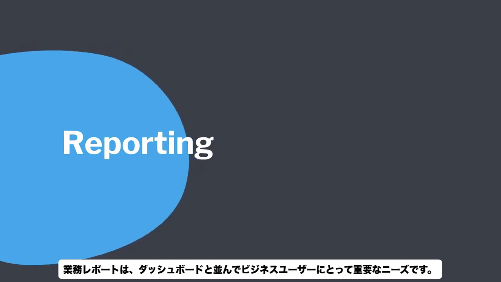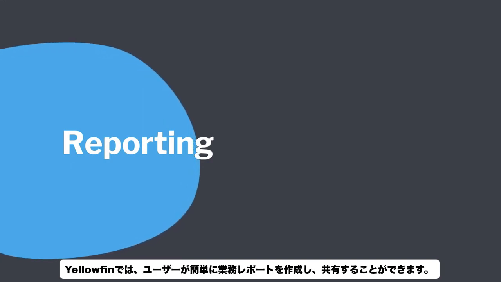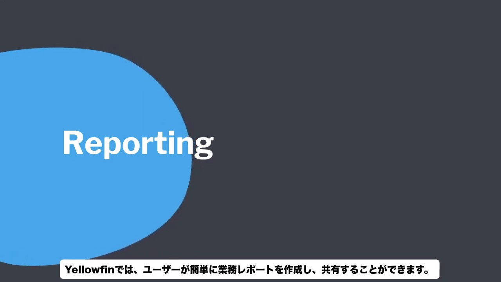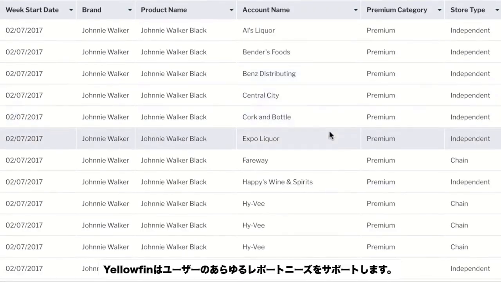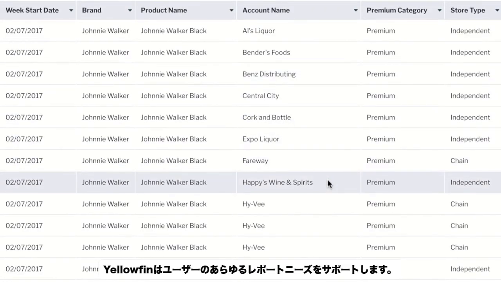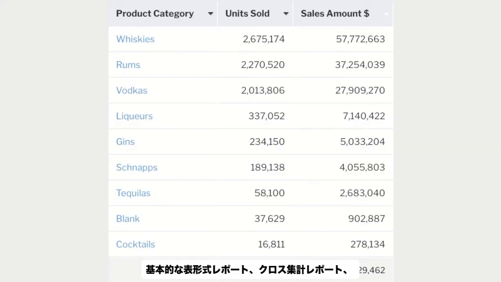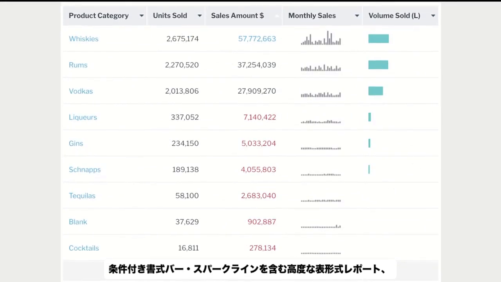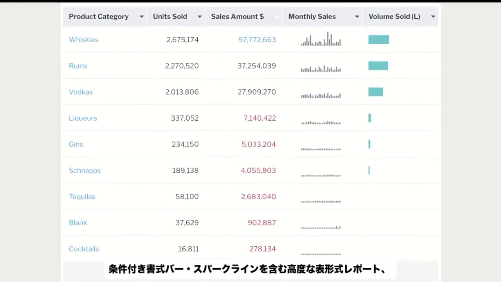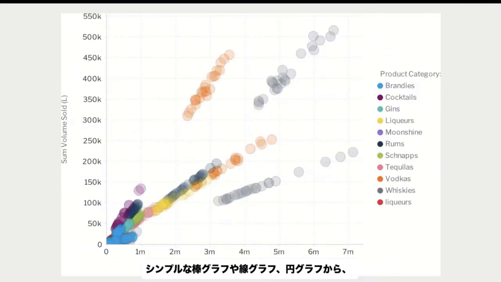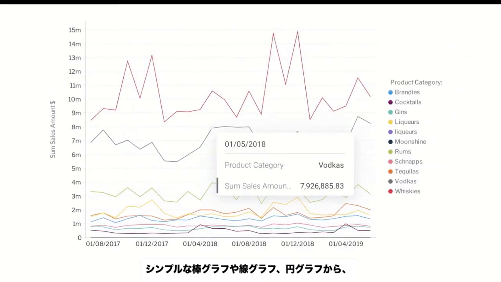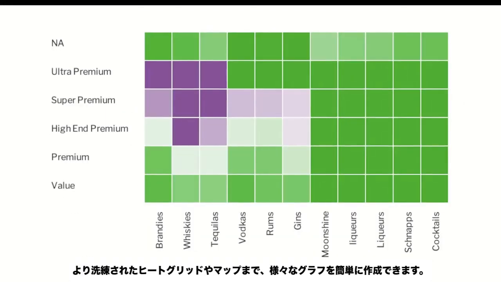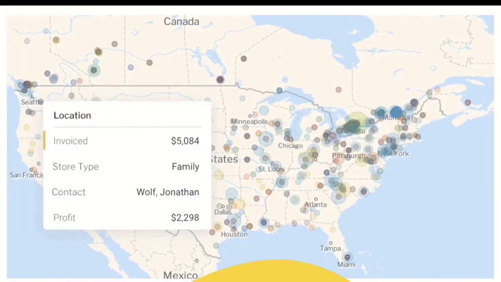Operational reports are a significant need for business users along with dashboards. With Yellowfin, your users can create and share operational reports with ease. Yellowfin supports all of your users' reporting needs. It is simple to create basic tabular reports, crosstab reports, advanced tabular reports with conditional formats, bars, and spark lines, and a variety of charts from simple bars, lines, and pies, through to the more sophisticated heat grids and maps.